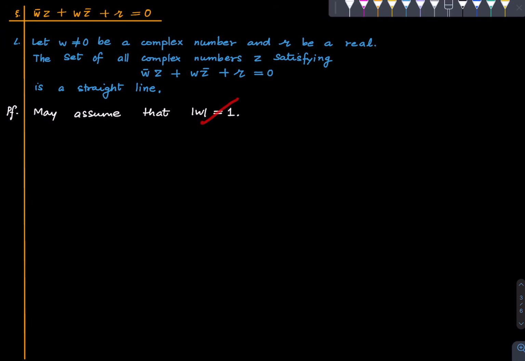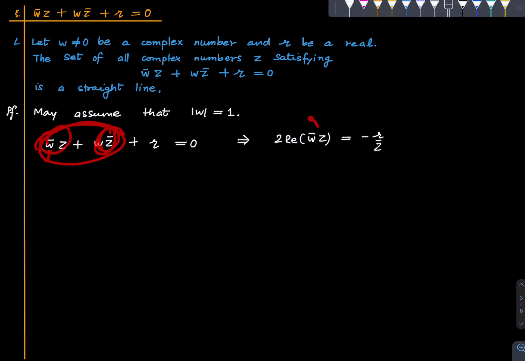Okay, so we have that, and now what does this mean? If Z satisfies our equation, then we get twice the real part of W bar Z equals minus R by 2. So since this and that are complex conjugates of each other, the sum is twice the real part of either of them. That is equal to minus R by 2.